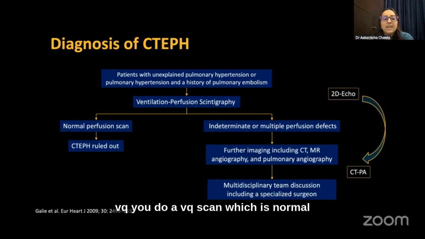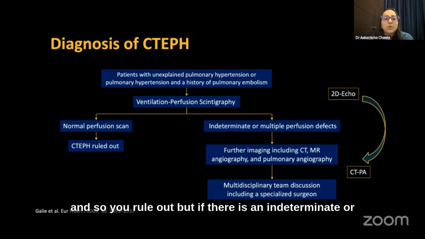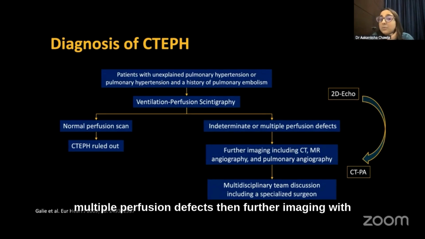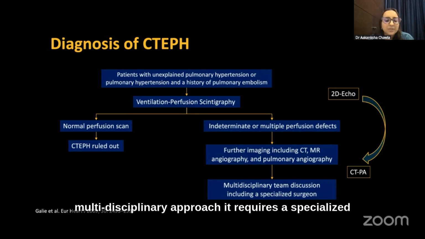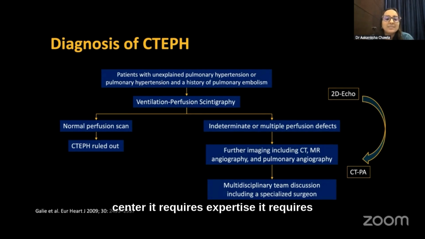You do a VQ scan, which is normal, and so you rule out. But if there is an indeterminate or multiple perfusion defects, then further imaging with CT, MR angio, or pulmonary angiography should be done. It is a multidisciplinary approach. It requires a specialized center. It requires expertise. It requires a specialized surgeon as well.